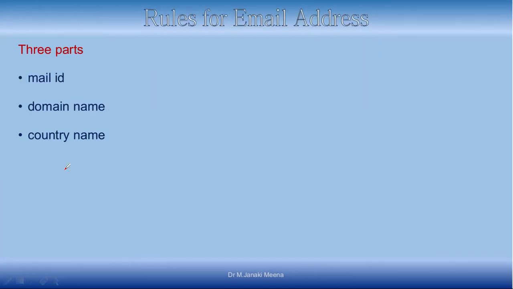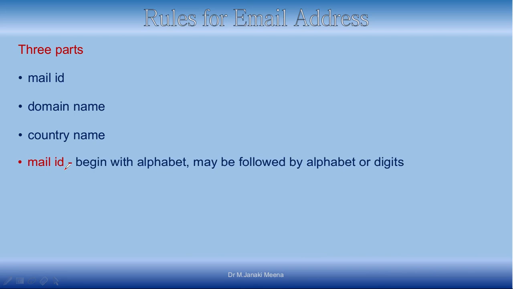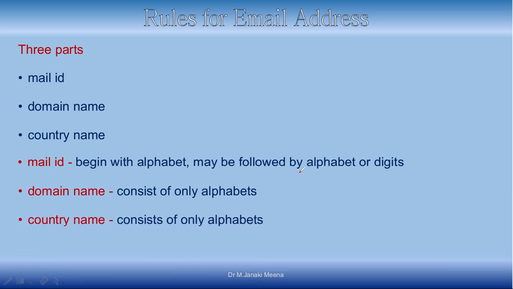Here we have already seen all letters and alphabets. So now come back to the email address we were discussing previously, that is having 3 parts: the mail ID, domain name and the country name. And we know that the mail ID begins with the alphabet. Now we are refining the rules. It will begin with the alphabet, may be followed by alphabets or digits. Agreed. Domain name should have only alphabets. Country name should have only alphabets. These are all the rules. So mail ID can begin with the alphabet but can be followed by alphabets or digits. The domain name should consist of only alphabets. Country name also should consist of only alphabets.